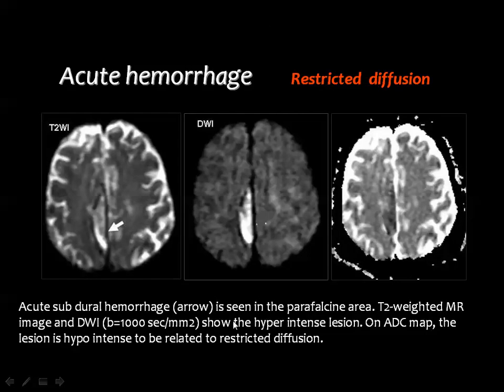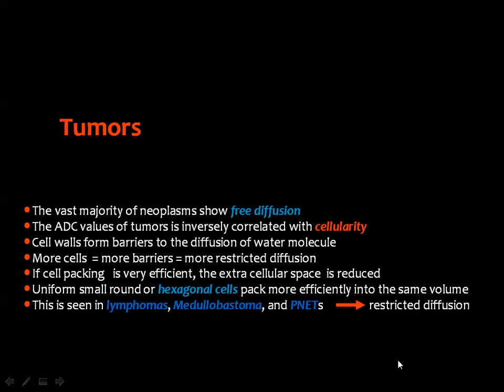Another example of a subdural hematoma. In the T2 weighted image, the hematoma is bright. In the diffusion weighted images, the hematoma is bright, and in the ADC map, there is restricted diffusion. And if you forget about this image and you interpret this maybe as an infarction, then diffusion weighted images play an important role in the differentiation or the discrimination between some types of the tumors.